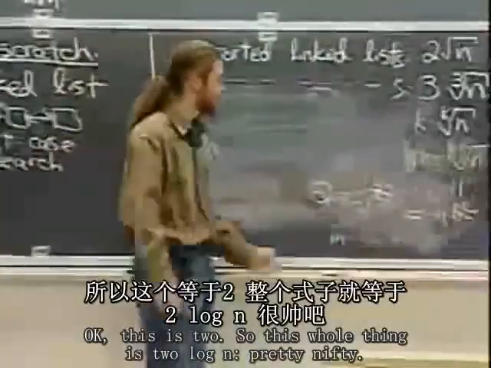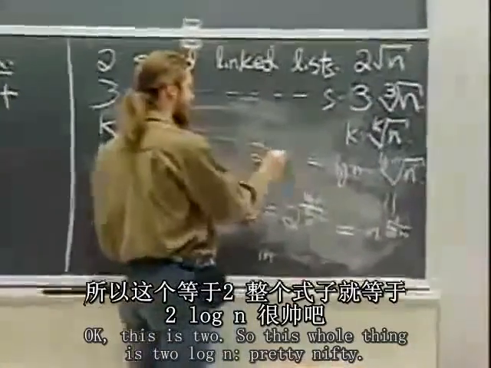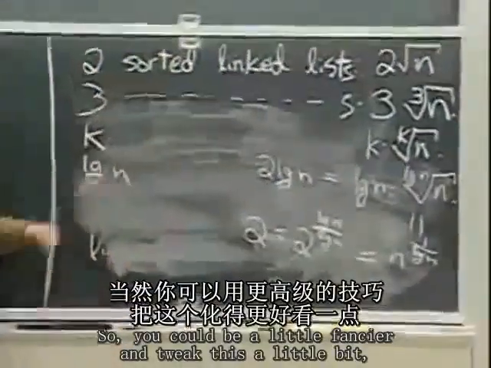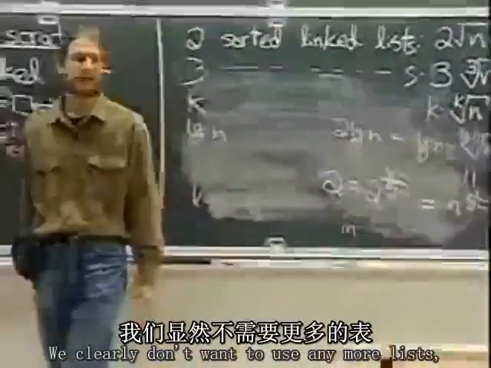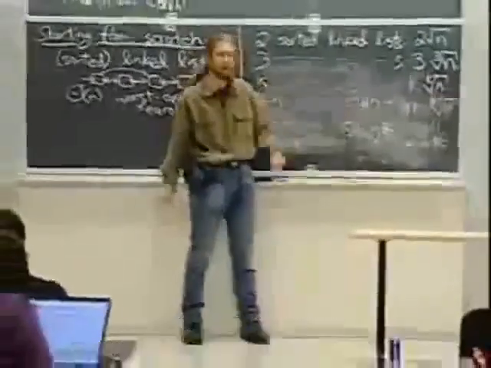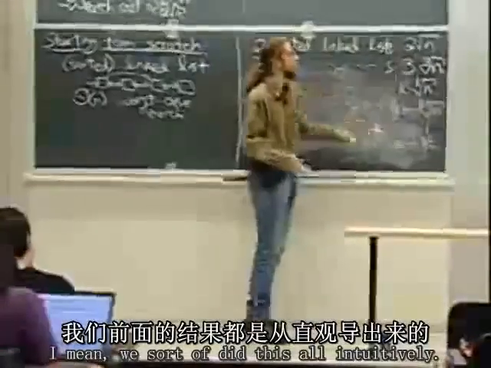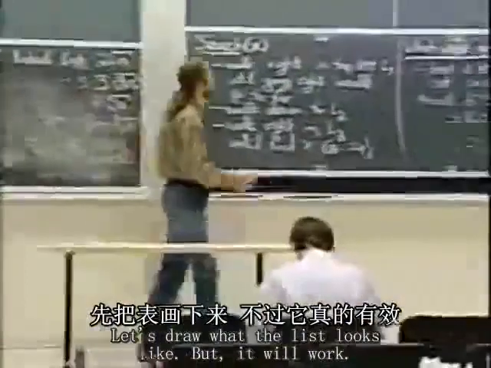This is 2, so this whole thing is 2 log n. Pretty nifty. So you could be a little fancier and tweak this a little bit, but 2 log n is plenty good for me. Clearly I don't want to use any more lists, but log n lists sounds pretty good. I get now logarithmic search time. Let's check. We sort of did this all intuitively. Let's draw what the list looks like, but it'll work.